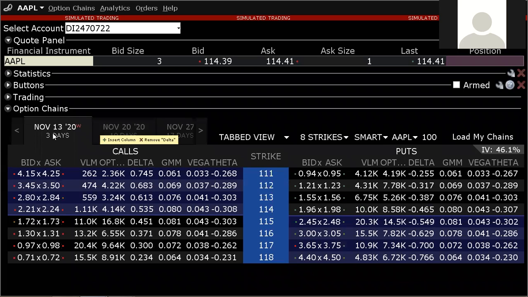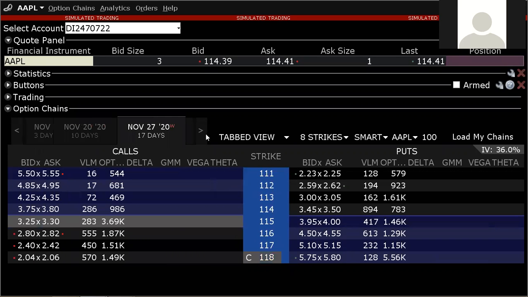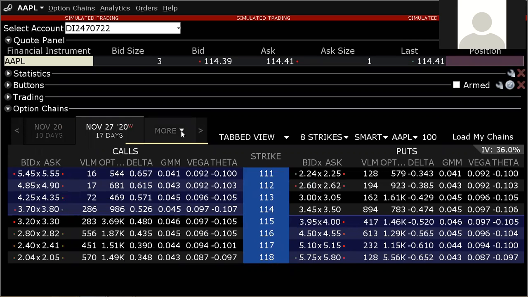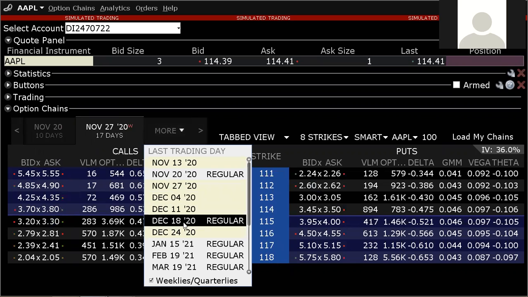So here the system is asking you which options do you want to look at? Do you want to look at the options which are expiring in 3 days, the ones expiring in 10 days, or the ones expiring in 17 days, all right? So in this case, I want to maybe look at something else. If I want to go a little bit longer than that, now what we know is that this particular US election, there's still a little bit of uncertainty, okay? There are a lot of legal challenges.